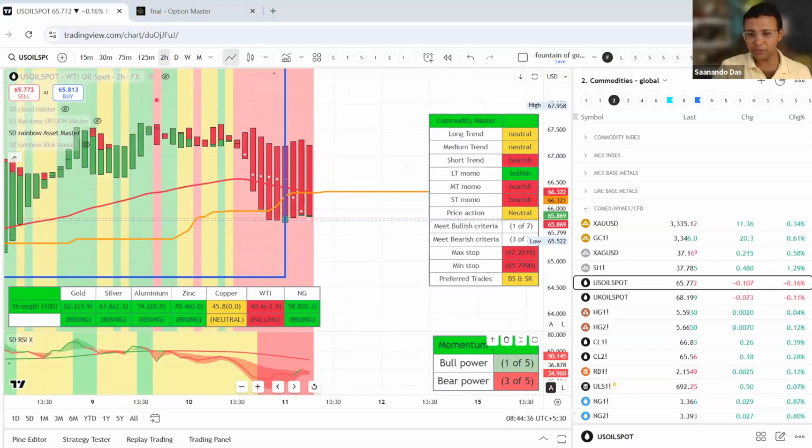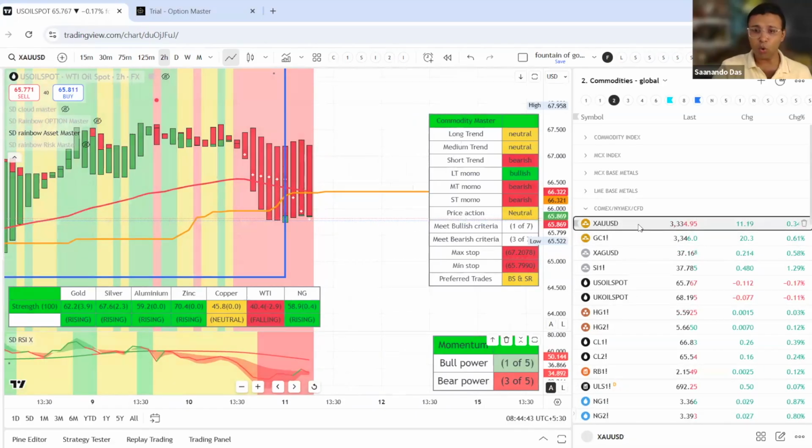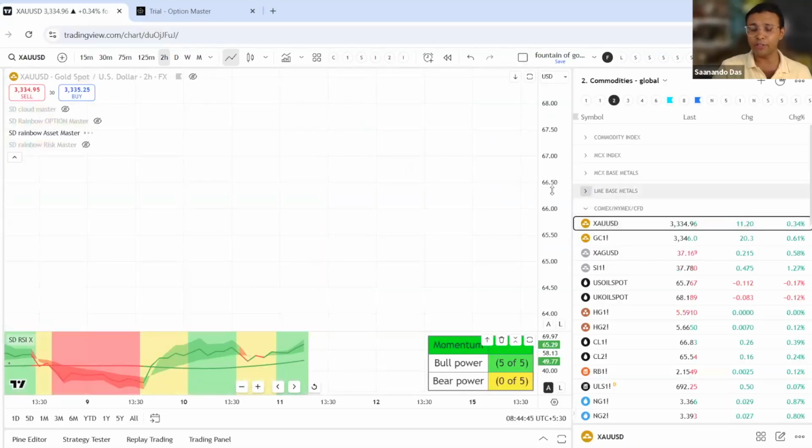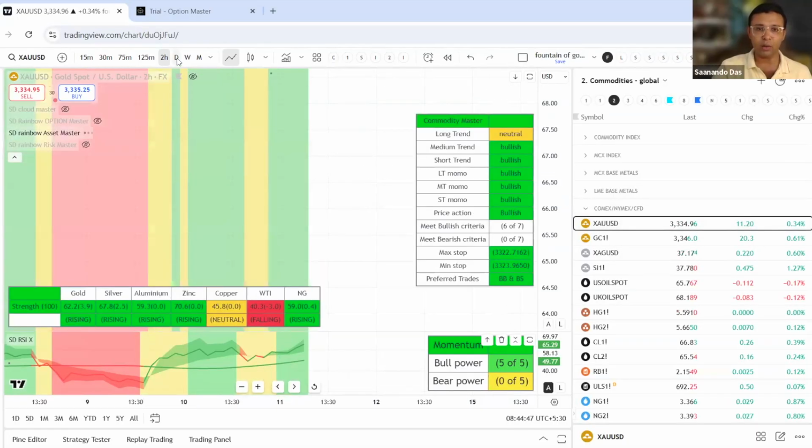Just a moment. Let me see. Check my chart. Yes. Now I'll check the other ones, which are gold. Gold and silver is becoming more interesting. I want to point those things out.